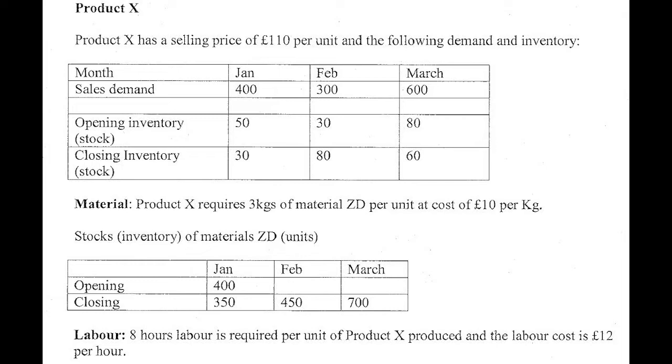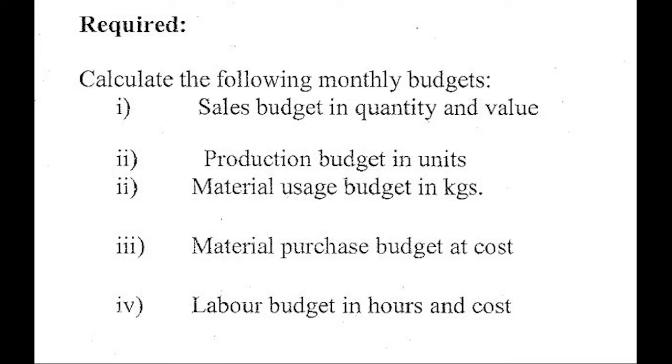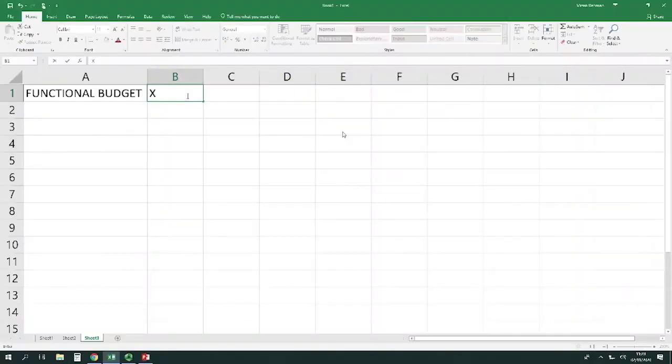Labor is 8 hours required per unit of X, and the cost of the labor is £12 per hour. Calculate the following monthly budgets. We have sales budget in quantity and value, production budget in units, materials usage budget in kilograms, material purchase budget at cost, and then labor budget in hours and cost.